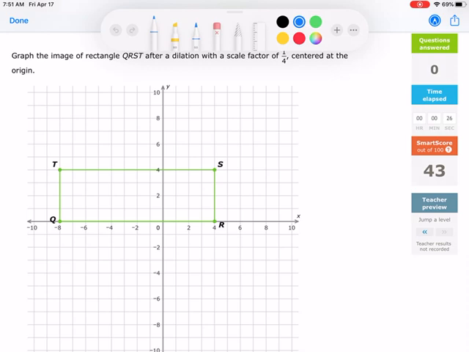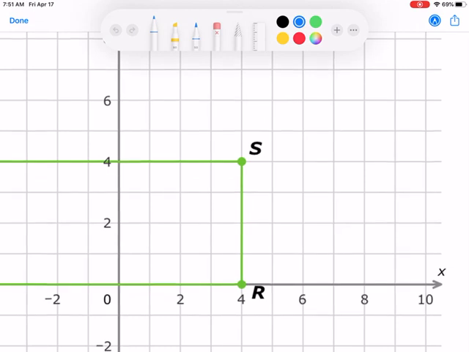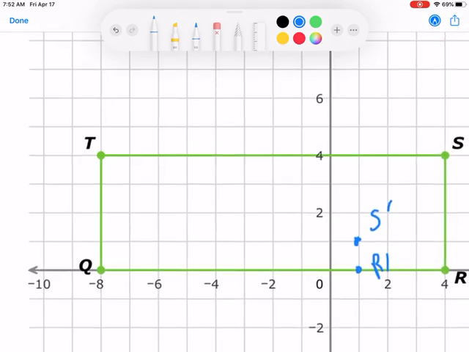Or multiply by 1/4. So let's start with S. 4 comma 4. Divide those by 4, you get 1 comma 1. There it is, a little tiny guy. R is 4 comma 0. Divide by 4, so you get 1 comma 0. Yay. T, negative 8 comma 4. Divide by 4 again, you get negative 2 comma 1.